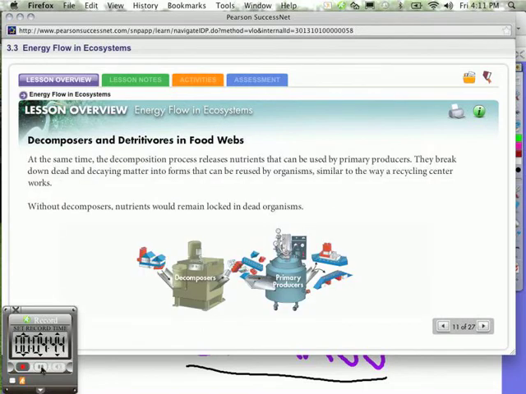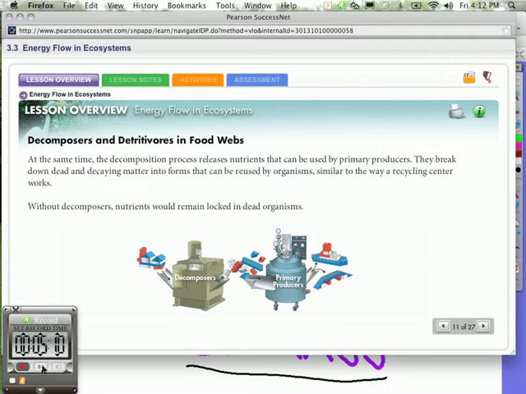Decomposers and detritivores in food webs. At the same time, the decomposition process releases nutrients that can be used by primary producers. They break down dead and decaying matter into forms that can be reused by organisms, similar to the way a recycling center works. Without decomposers, nutrients will remain locked in dead organisms that just don't break down after a while.